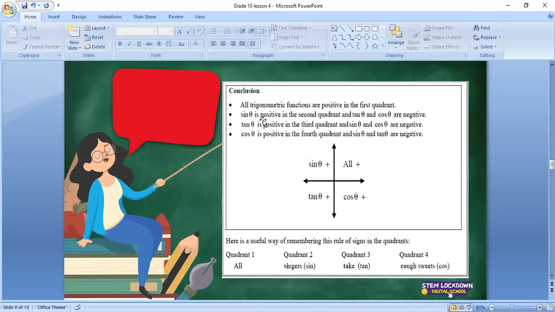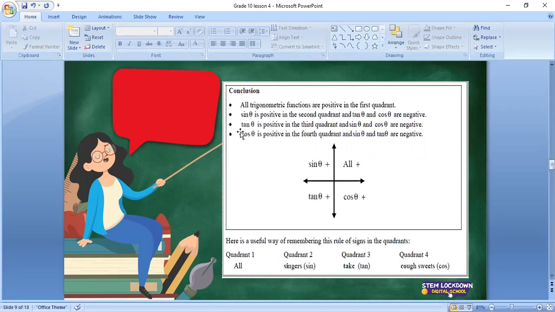So sine theta is positive in the second quadrant, and tan and cosine are negative. In the second quadrant, only sine is positive. This one says all, and all means sine, cosine, and tan. This says only sine is positive, meaning cos is negative and tan will be negative. If you find any angle between 90 and 180, only the sine of such an angle will be positive, the cosine of such an angle will be negative, and the tan of such an angle will be negative.